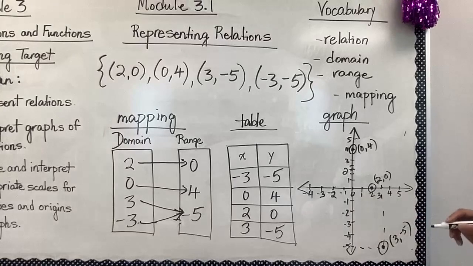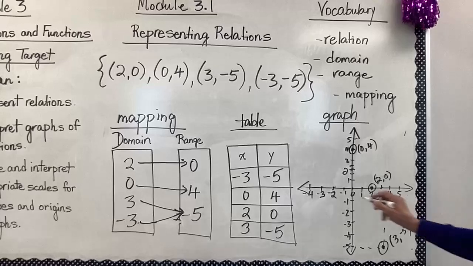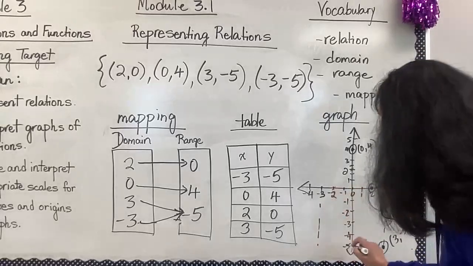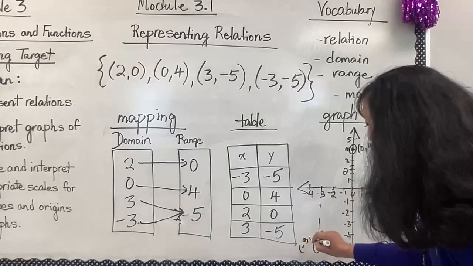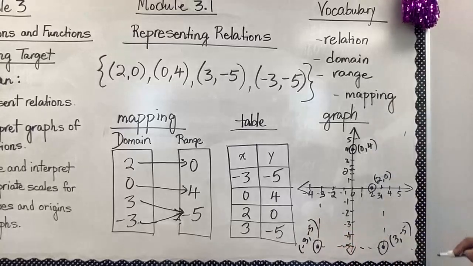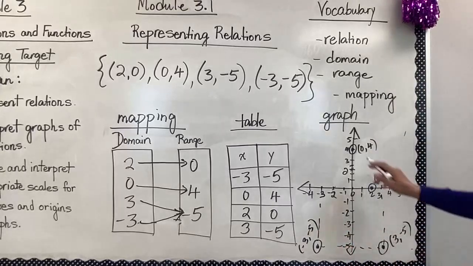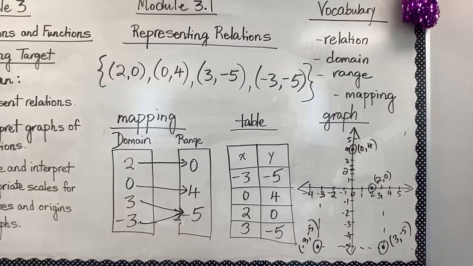And then I have -3 and -5. So this is -3, goes all the way down again over here. And this is -3, -5. So here are my ordered pairs that I have graphed out.